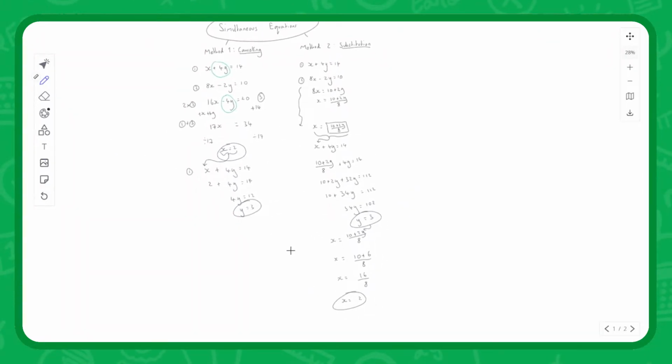You can probably see method 1 is slightly quicker than method 2. We use method 2 normally when we're dealing with a quadratic equation, when one of our equations is quadratic. So unfortunately, we can't just ignore method 2. We get forced to use it in certain circumstances.